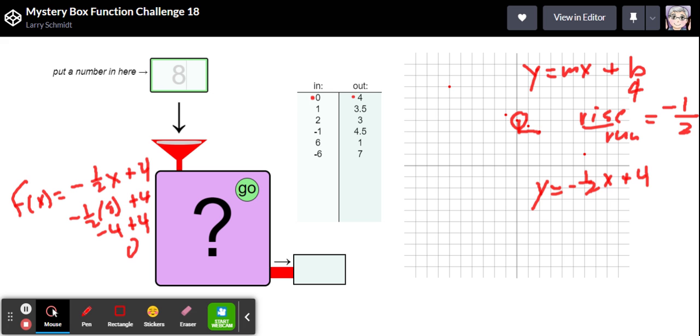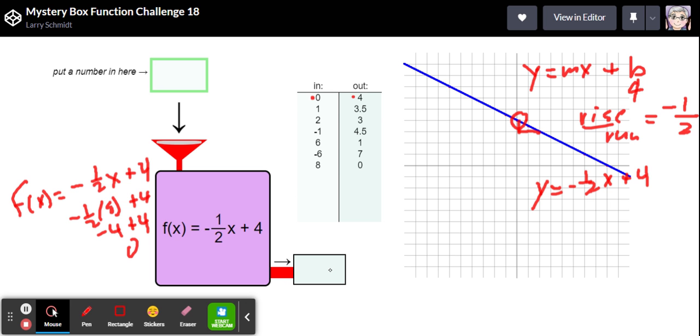So let's test it. Absolutely, 8, 0. There it is on the graph. So I'm confident we've got this. Let's go ahead and reveal. Yes, -1/2 x plus 4, and let's graph it as well. And there is that line.